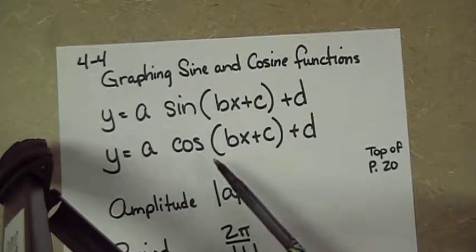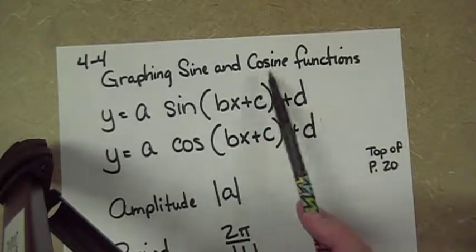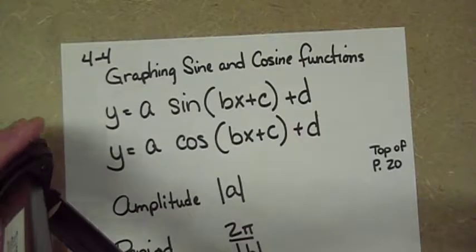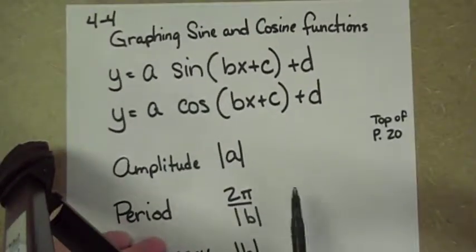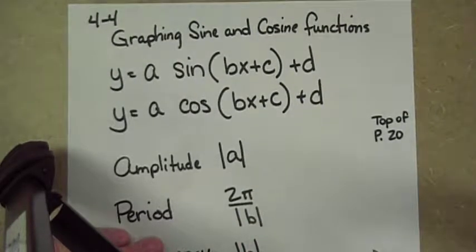Alright, girls, this is the part on graphing sine and cosine functions. It's section 4.4. These are the different equations that we have. Let me turn this so that I don't get a shadow on that part. y = a sin(bx + c) + d. And the cosine is the same thing.